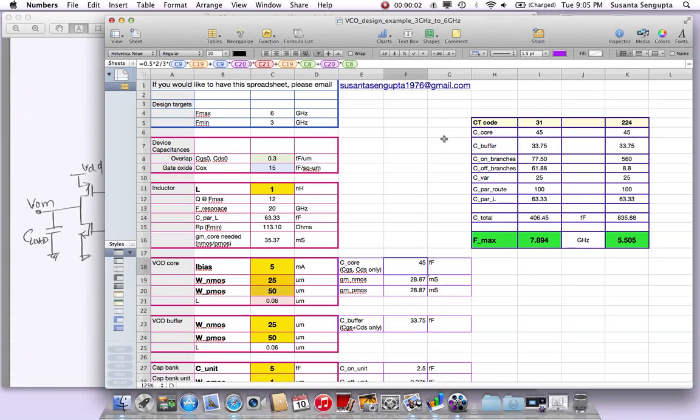So now that we have gone through some of the theory part of it, let's try to go through the spreadsheet that I was talking about. So I'll try to go through all the different fields that I used to make this simple, initial design of the VCO, and we'll try to correlate each of these different things with what we talked about in the notes.